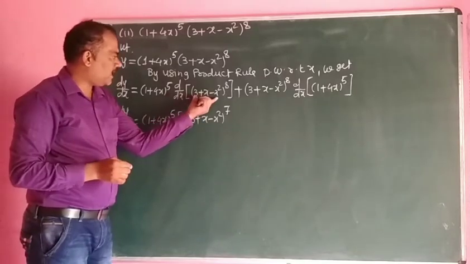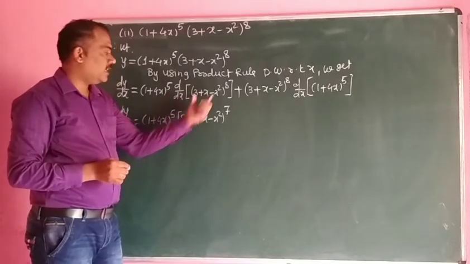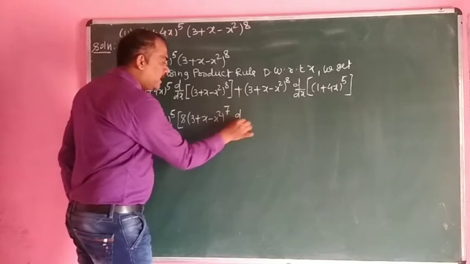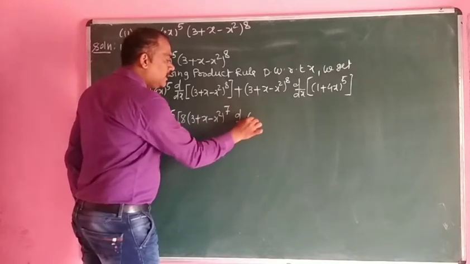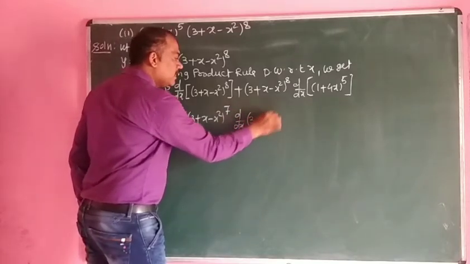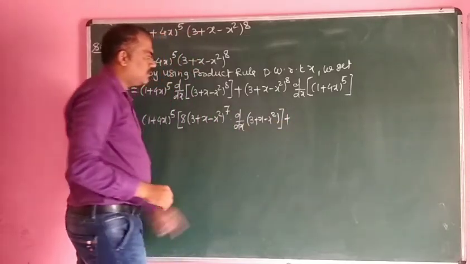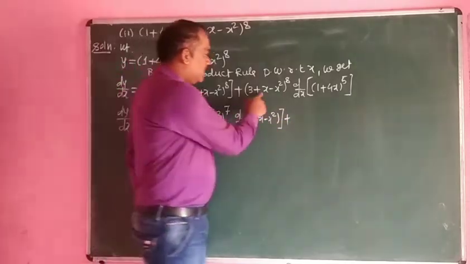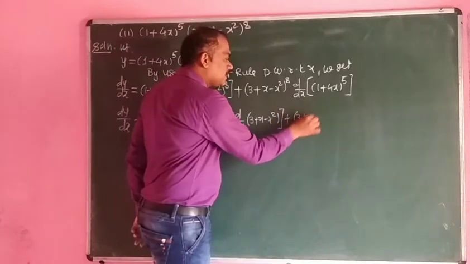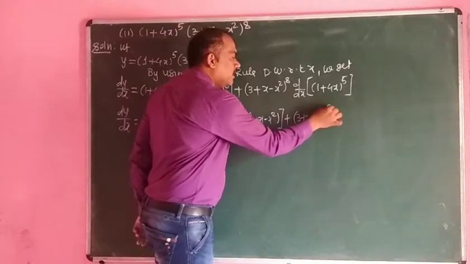Now we have to take the derivative of this, 3 plus x minus x square, into d/dx of 3 plus x minus x square, bracket complete, this square bracket complete here, plus this plus sign as it is, 3 plus x minus x square raised to 8.